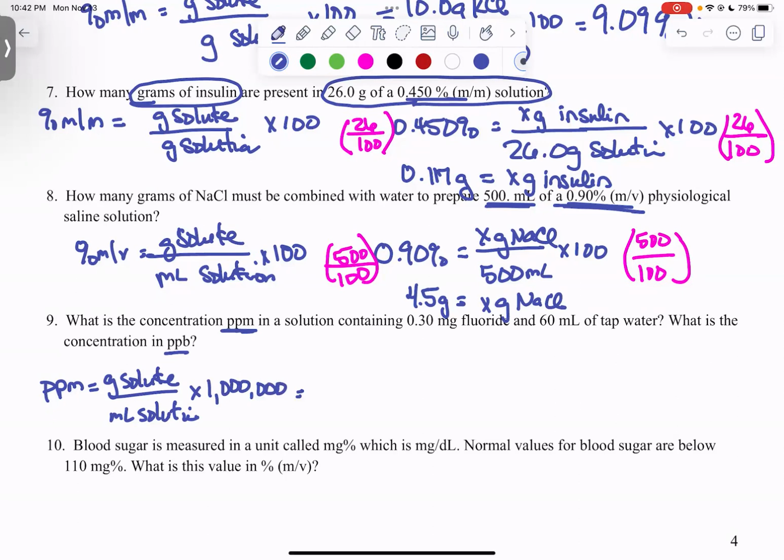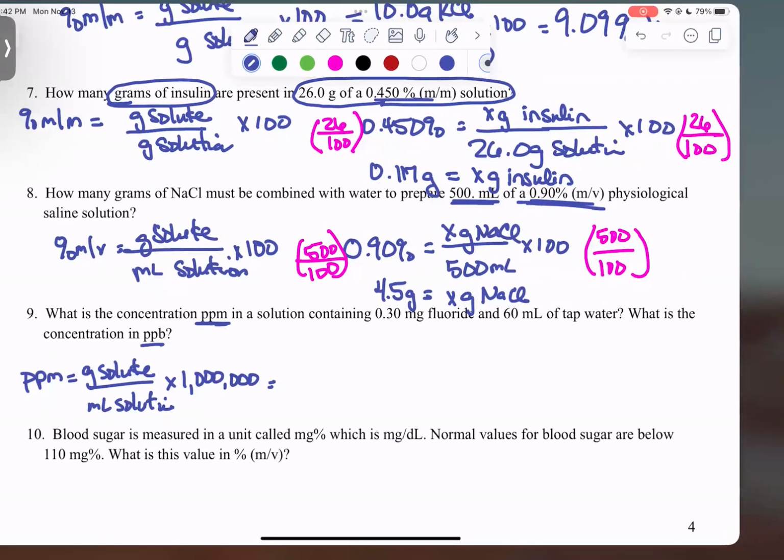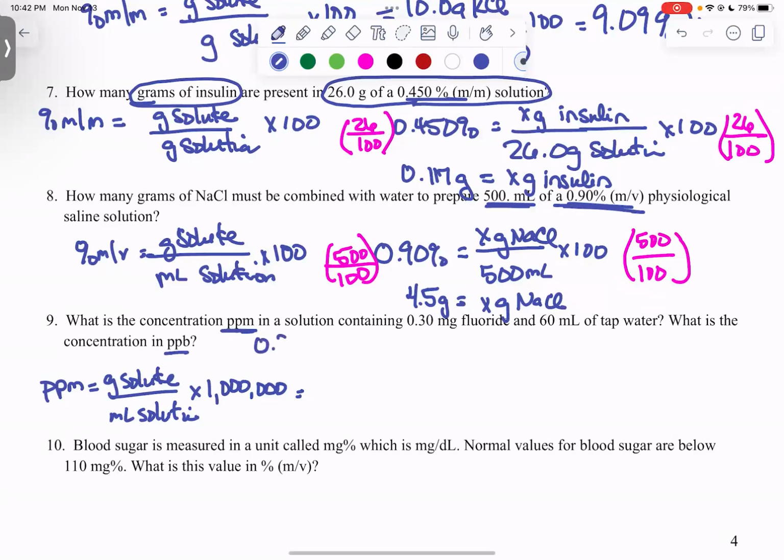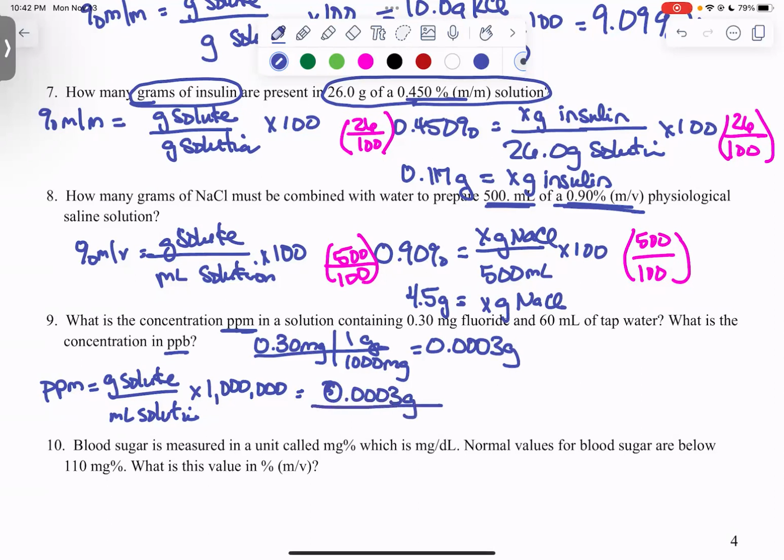Okay, so we're going to plug that in. Our grams of solute, ooh, we're in milligrams. We got to convert that. We got to say, okay, in 0.30 milligrams, I know there are 1,000 milligrams in 1 gram. So that gives me 0.0003 grams of our fluoride in 60 milliliters of tap water. Okay. And then we're going to do that times our million, and we're going to get 5 parts per million.